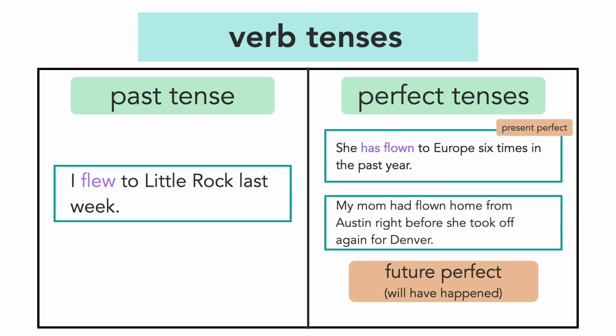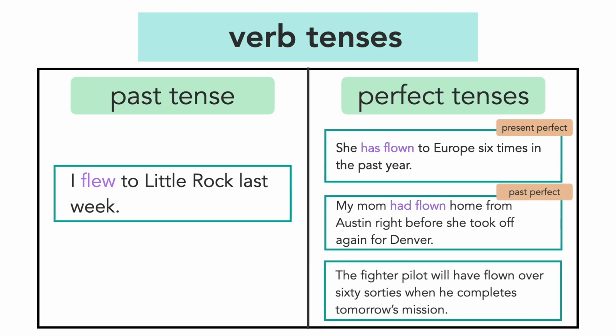My mom had flown home from Austin right before she took off again for Denver. This is an example of the past perfect tense. The fighter pilot will have flown over 60 sorties when he completes tomorrow's mission. This is an example of the future perfect tense.